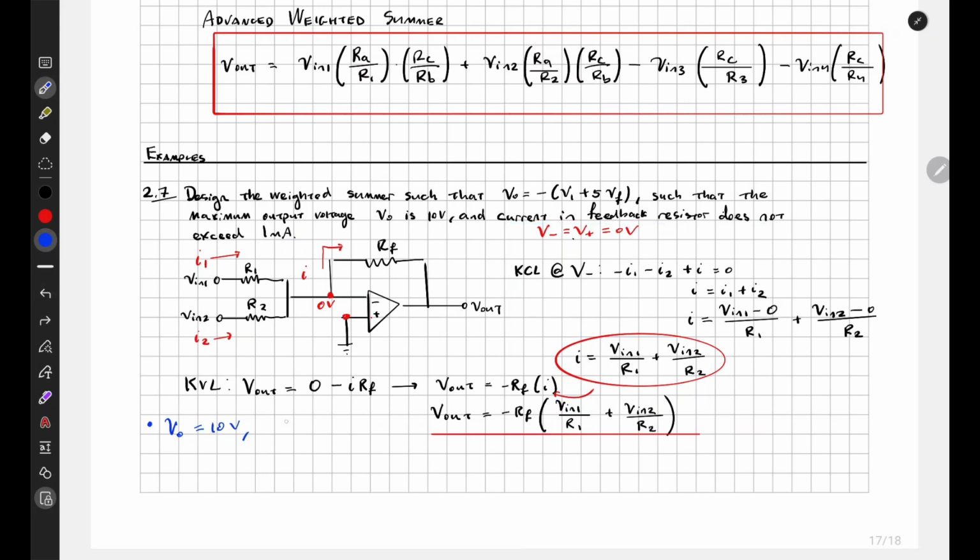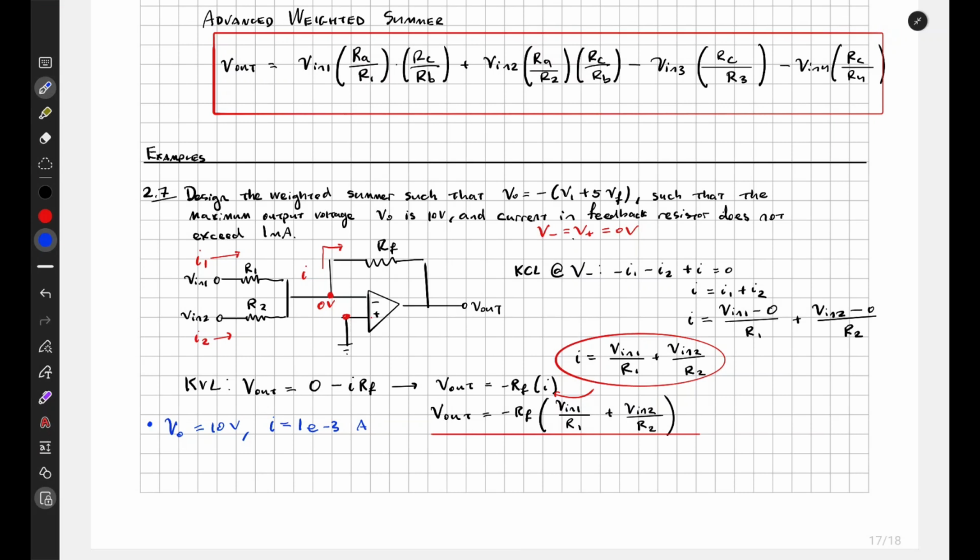We say that it does not exceed 1 milliamp. So let's just set that equal to 1 milliamp. I'm not saying that this is the correct value, but for this kind of problem, we just set the value first, then we solve, and then we see if the solution is feasible. So this is just the first guess that we make initially.